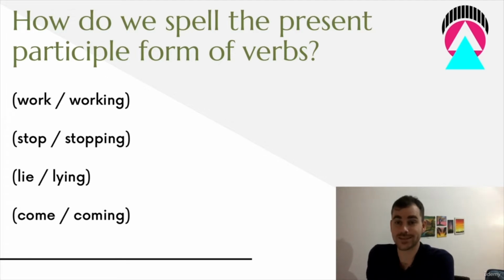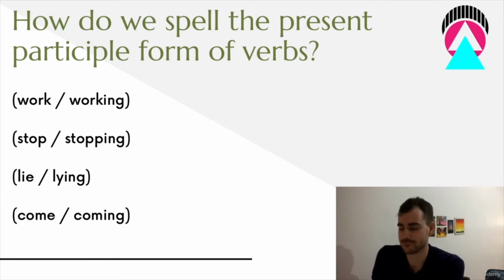If the verb ends in a consonant and then e, you take away the e and add ing. So come becomes coming. There are some exceptions to these rules, but these are the basic rules. If you memorize them, you should be okay in most situations.